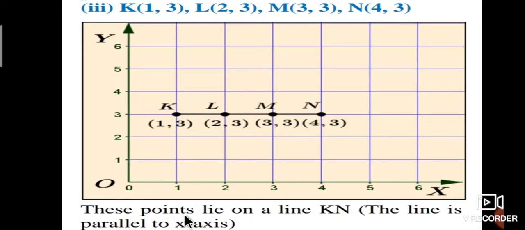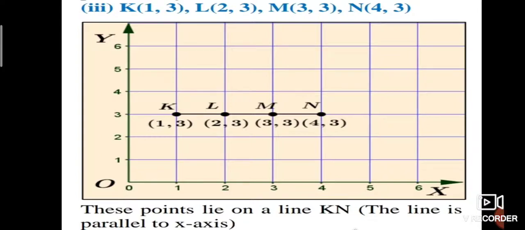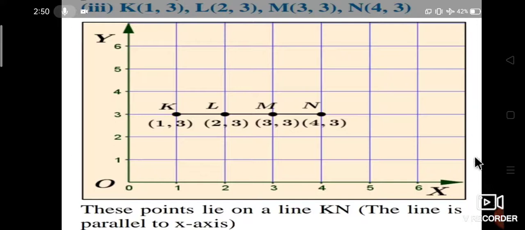Okay. These points lie on a line KN. The line is parallel to the x-axis. Okay, is it understood? These points lie on a line KN, and the line is parallel to the x-axis. Okay, next.